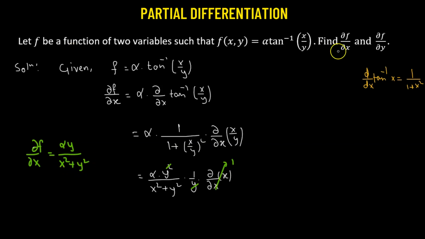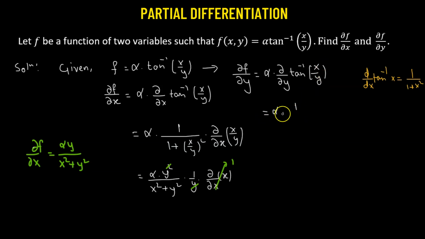Now we'll try to find the partial of f with respect to y. So we'll consider the original equation, and we'll take the partial on both sides with respect to y, which will be equal to alpha. Alpha is still a constant, so we'll multiply it to the partial with respect to y of the inverse tangent of x over y. Let's find the value now. So we have alpha times 1 divided by 1 plus x over y whole squared, which will be multiplied to the partial with respect to y of x over y.